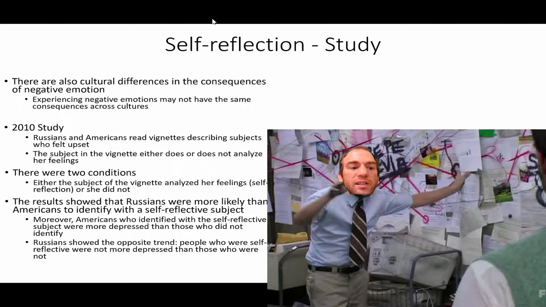A 2010 study, Russians and Americans read vignettes describing subjects who felt upset. The subject in the vignette either does or does not analyze her feelings. There were 2 conditions. Either the subject of the vignette analyzed her feelings, that is, self-reflection, or she did not. The results showed that Russians were more likely than Americans to identify with a self-reflective subject. Moreover, Americans who identified with the self-reflective subject were more depressed than those who did not identify with the self-reflective subject. Russians showed the opposite trend. People who were self-reflective were not more depressed than those who were not.